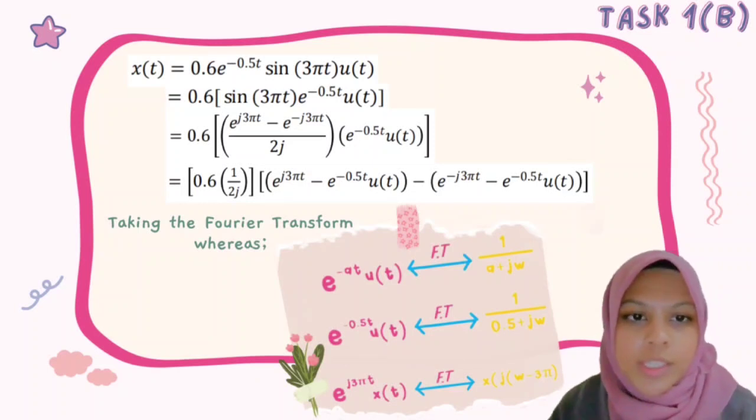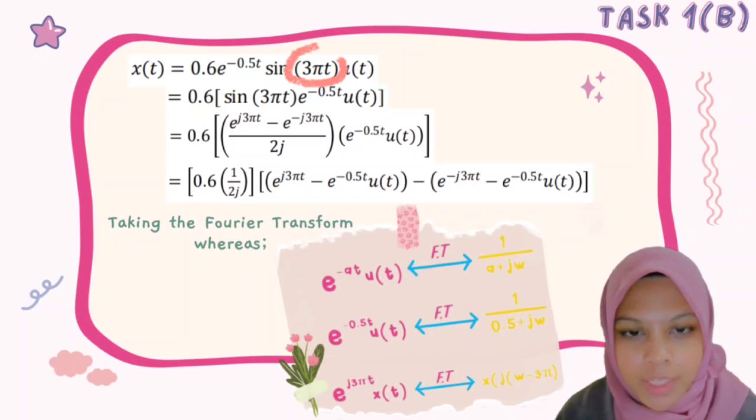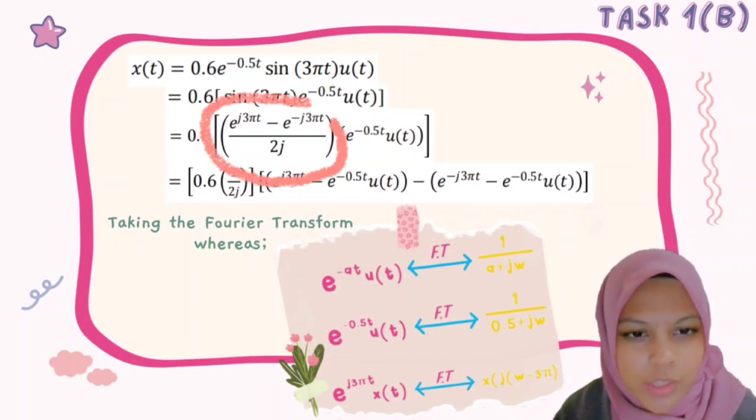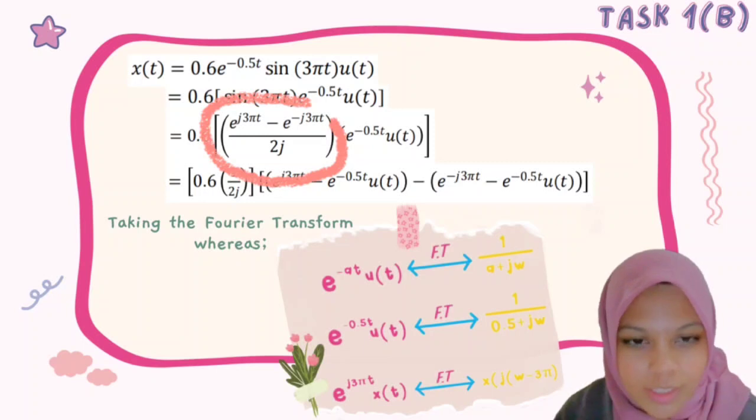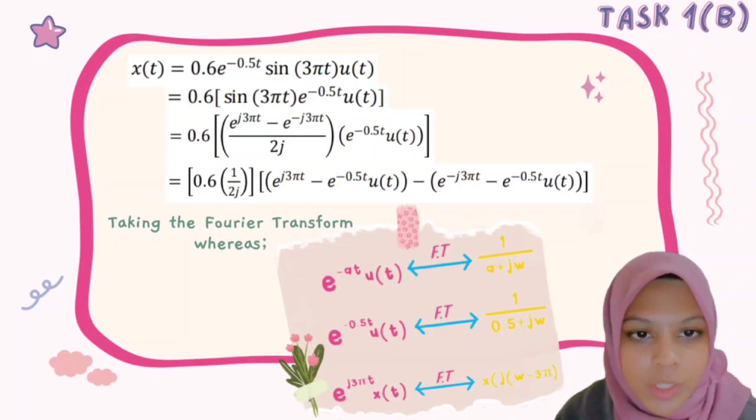First, I changed the equation for sine 3 pi t using the Euler formula. So it becomes exponent j3 pi t minus exponent negative j3 pi t, over 2j. After we multiply the two components, we get the result as shown.